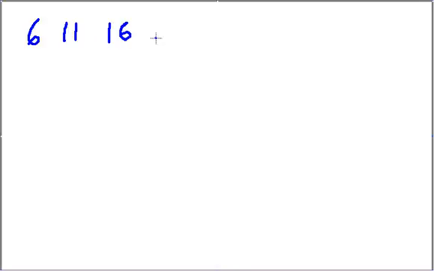What would the next two terms be? Remember, what's our pattern? Our pattern is that we're adding 5. So our next two terms would be 16 plus 5. That would be 21. And then 21 plus 5 would be 26. In this number sequence here, what is T3? T3 being our third term. That would be our 16 right there.